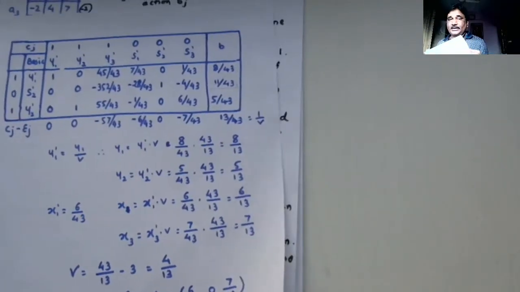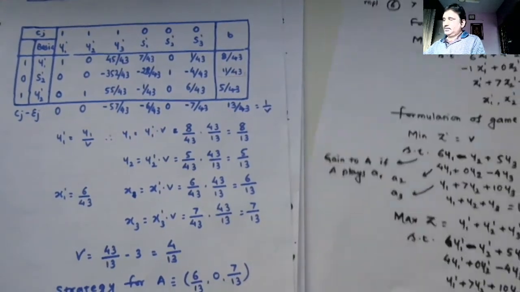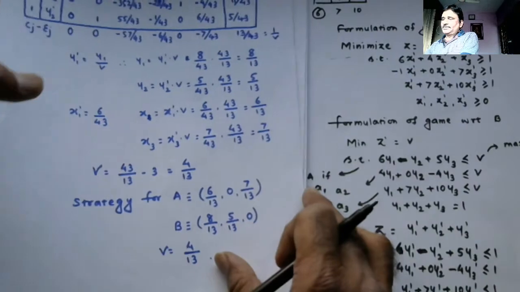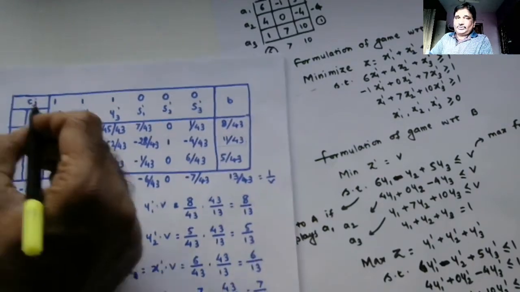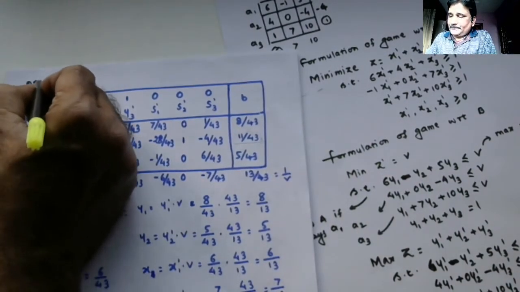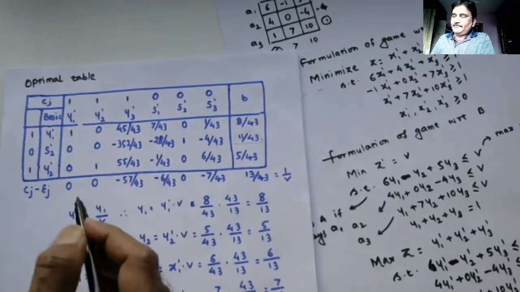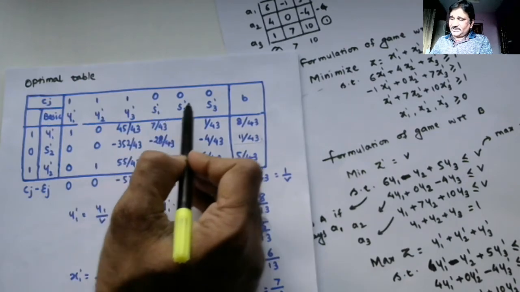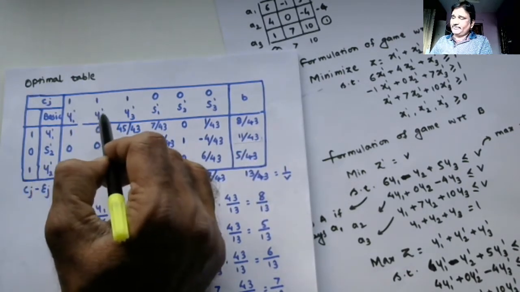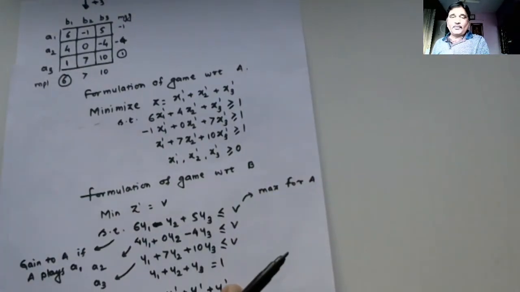For this formulation, I have the optimal iteration, right? So this is the optimal table. In the optimal table, you have all the variables y1 dash, y2 dash, y3 dash, s1 dash, s2 dash, and s3 dash. Coefficients of y1 dash, y2 dash, and y3 dash in the objective function, as you see, are 1. And the right hand side constant initially is 1.